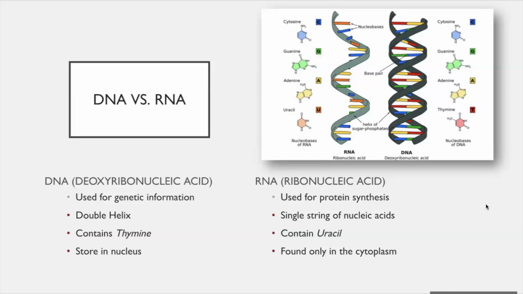Whereas RNA, ribonucleic acid, is used for protein synthesis. It has a single string of nucleic acids, as seen in the image right here on the left. It's just a single string. It's not the double helix like DNA. It contains uracil as a base instead of thymine. So over here, it contains cytosine, guanine, adenine, and uracil, whereas DNA contains cytosine, guanine, adenine, and thymine. And it is only found in the cytoplasm of the cells.